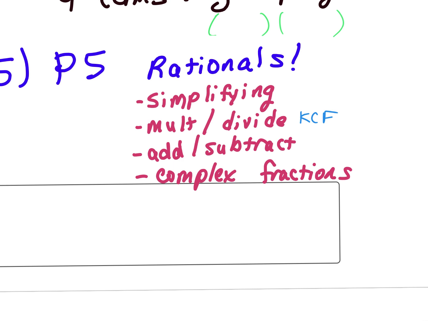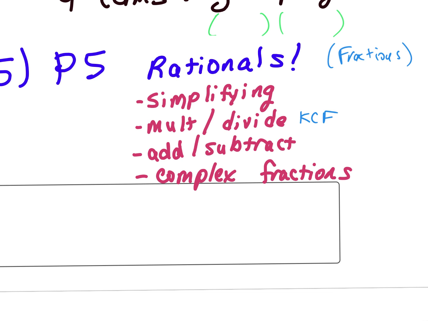What's another word for rationals? Fractions, right? How do you add and subtract fractions? What do you have to have? Same denominator. So if the denominator is the same, you just combine like terms on the top. If it's not the same, you guys have to get a common denominator, right? Very important.